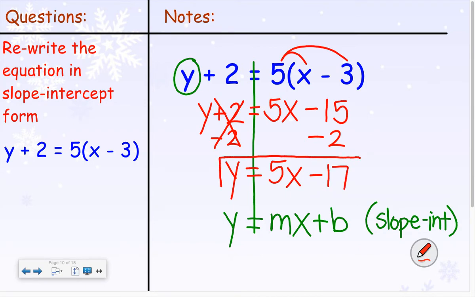Now if you look at this equation, y equals 5x minus 17, it is in slope-intercept form. 5 is my m, negative 17 is my b. So my answer is y equals 5x minus 17.